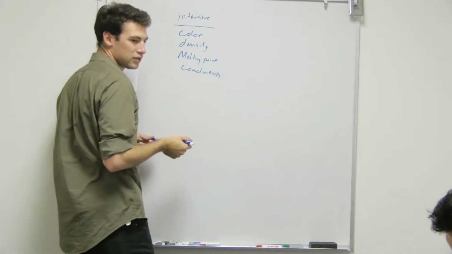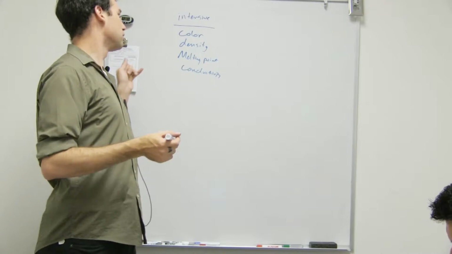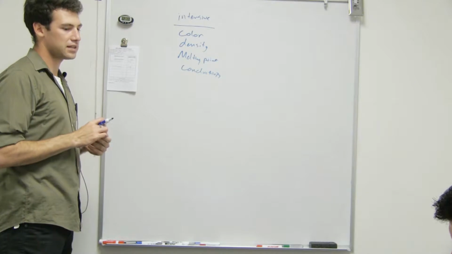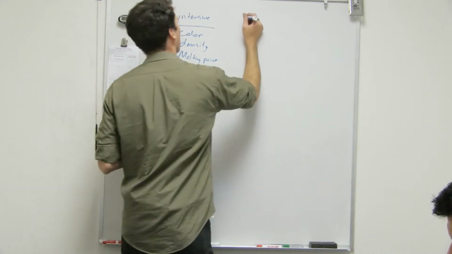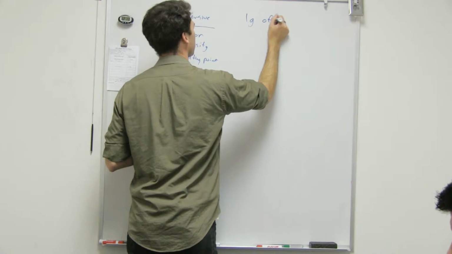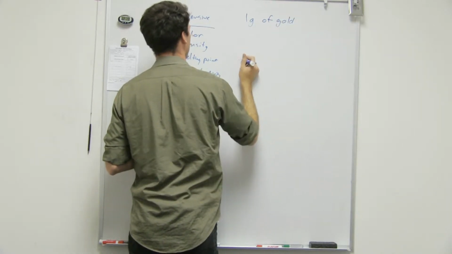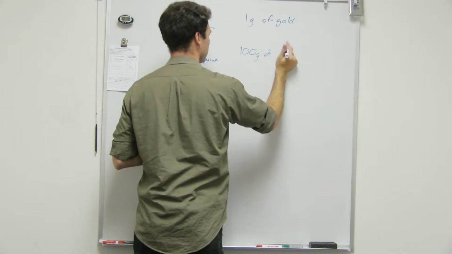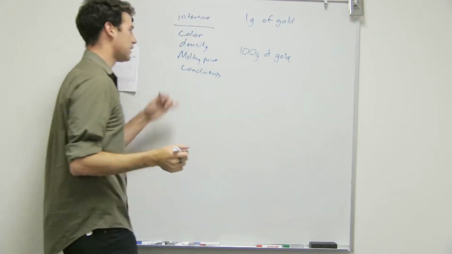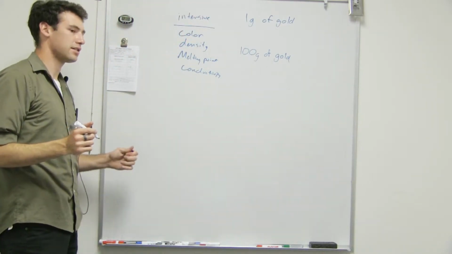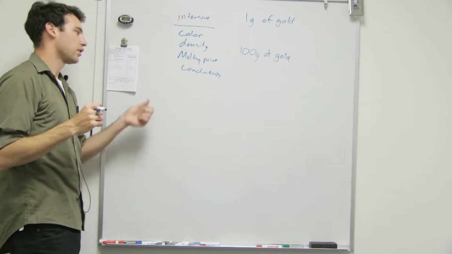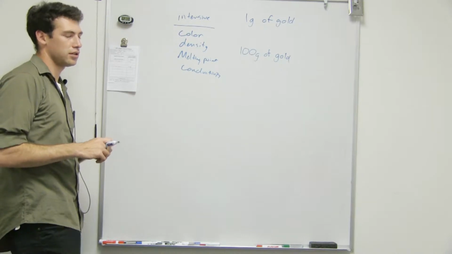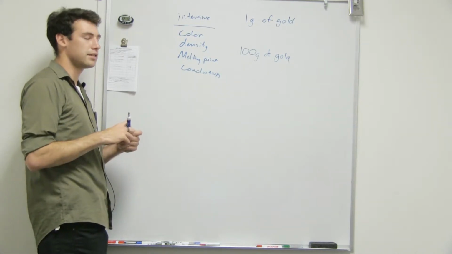These are all examples. So these are all things that it doesn't matter how much of a substance you have, it will be the same for every substance. Let's say that you have a 1 gram sample of gold compared to a 100 gram sample of gold. So it's going to look the same. The color is the same, the density is the same, the melting point is the same, it's going to take the same temperature. Conductivity is going to be the same. What's conductivity? The ability to conduct electricity or heat.